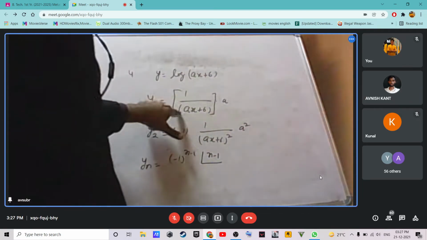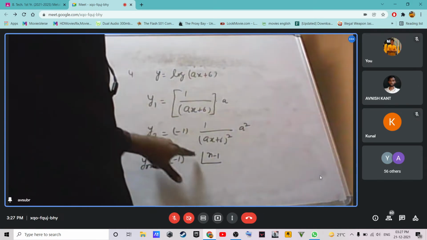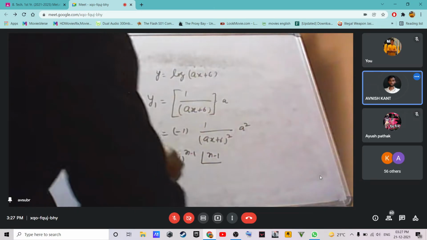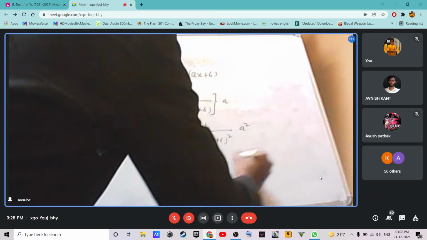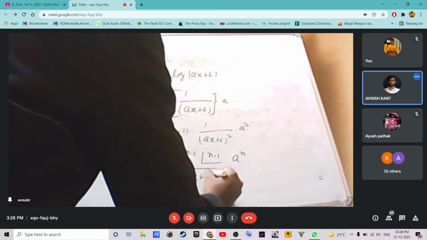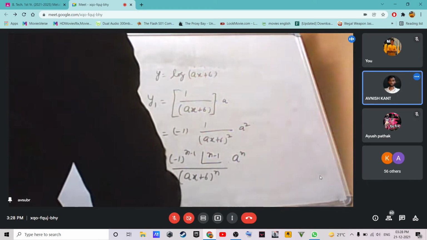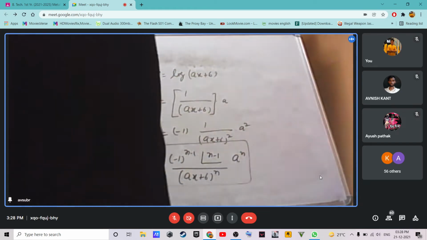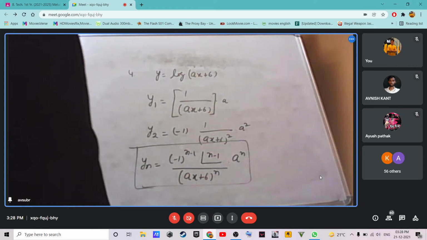Factorial n minus 1, a to the power n, correct? By ax plus b to the power n. So this is what the nth derivative of this will be.